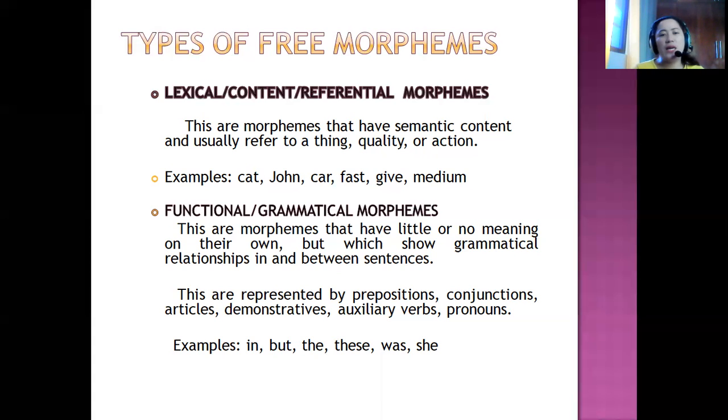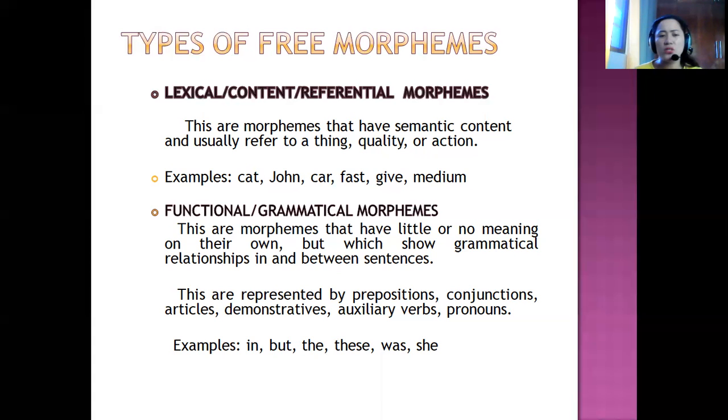We also have demonstratives like these. When you say these, pronounce it as "these" if you're referring to many things. This, if you are only referring to one. Those. And also auxiliary verbs, like is, are, was, were. For pronouns, you have she, he, I.